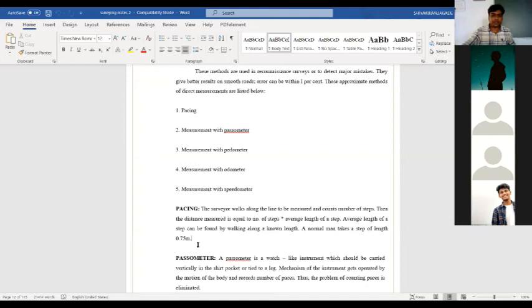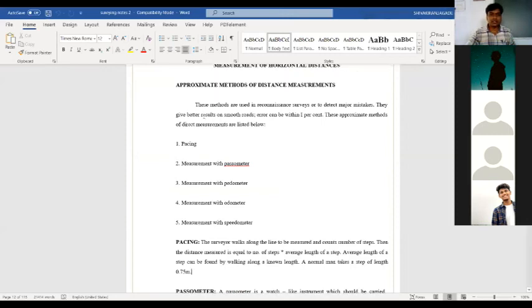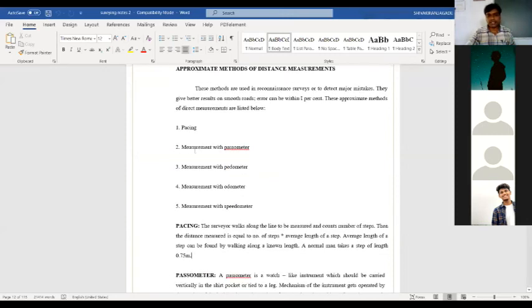So how are we going to do it? The number of steps into the length, you will have the total length. So this is the one case, that is the approximate method, and the second case is measurement with a passometer.